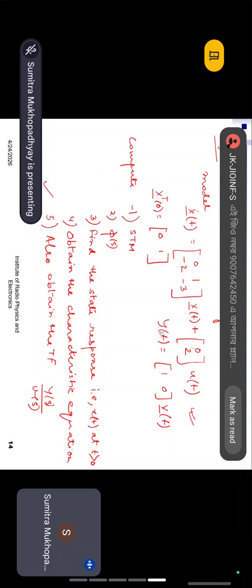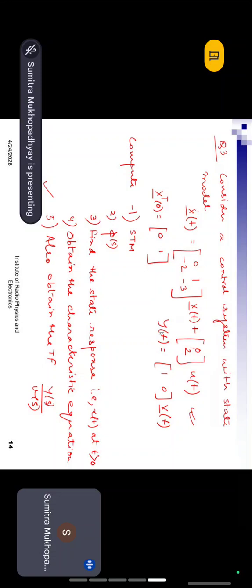Please write down this problem and try to solve this one.